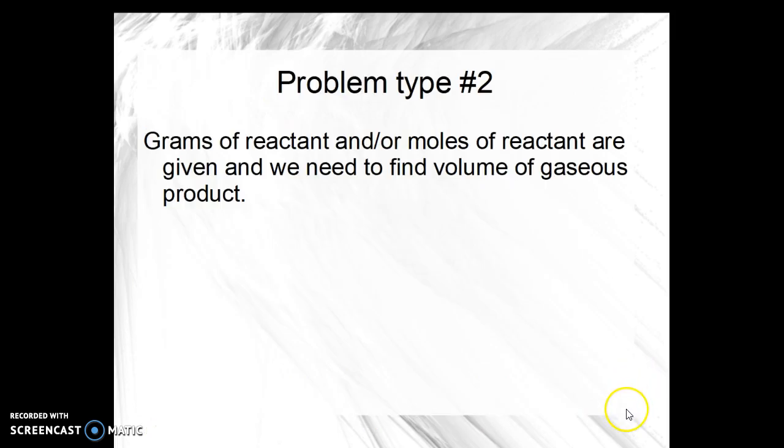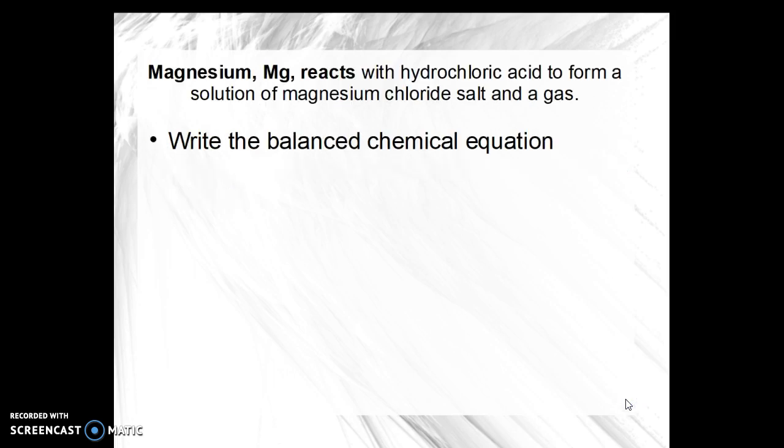There's a second type of problem that we would like to look at, and that is we're given grams of reactant and/or moles of reactant, and we need to find the volume of the gaseous product. So we'll get a little bit more difficult question here. We know that magnesium reacts with hydrochloric acid to form a solution of magnesium chloride salt and a gas.